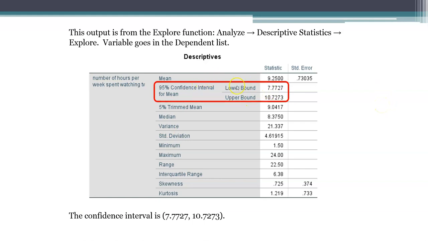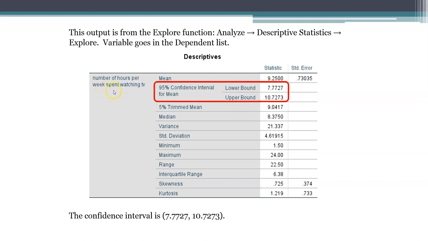So I'm not going to go through this to get this SPSS output because we've done exactly this calculation repeatedly. If you get the output from the explore function under Analyze, Descriptive Statistics, Explore, and then put your variable in the dependent list, you'll get this output. And these two rows here give you the confidence interval.